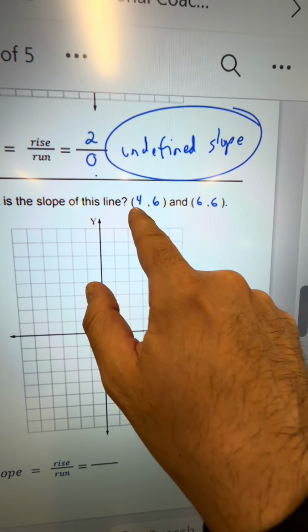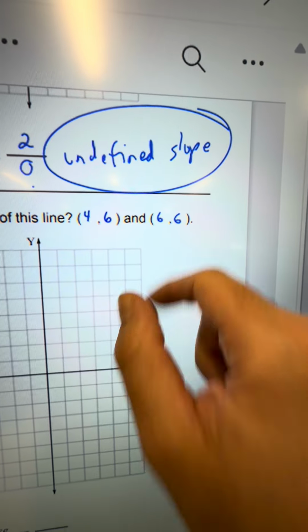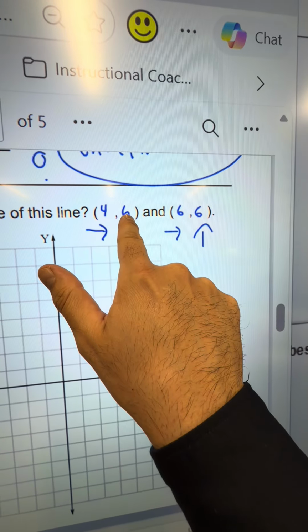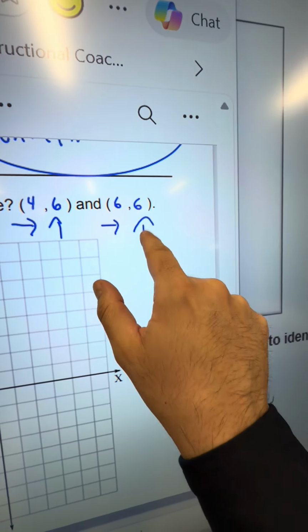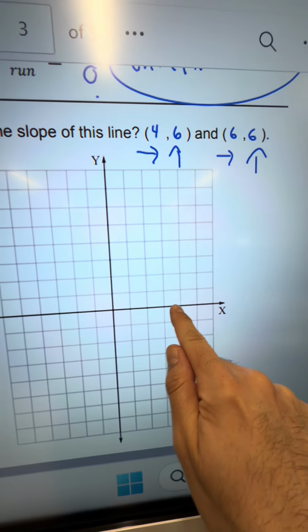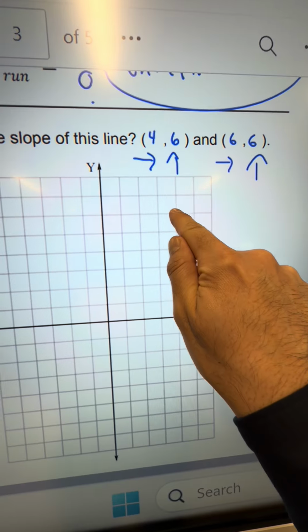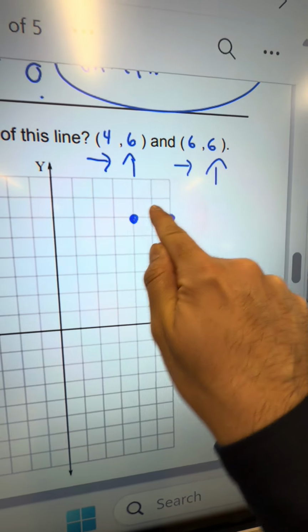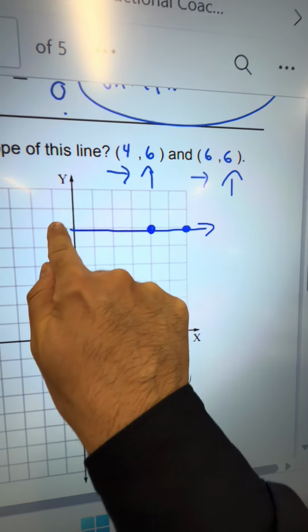And here's my last example. I'm going to plot the points 4, 6, and 6, 6. And you can see the directions for this one is going to be right 4, up 6, and then right 6 and up 6. Then I draw my line through the 2 points.